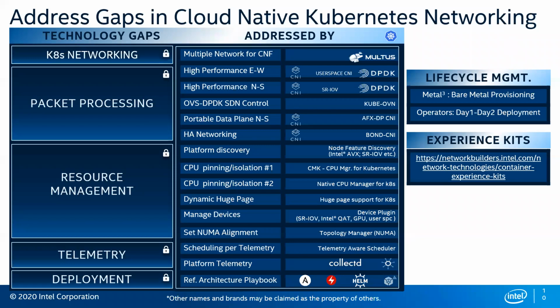You can see the DPDK user space CNI, the ability to support SR-IOV also in Kubernetes in order to enhance north-south type of traffic. Kube-OVN was just recently added as a support for OVS-DPDK, when OVS-DPDK is being introduced, supporting Kubernetes. AF_XDP that I just mentioned before, and the Bond API in order to enable high availability. Those are all under packet processing.